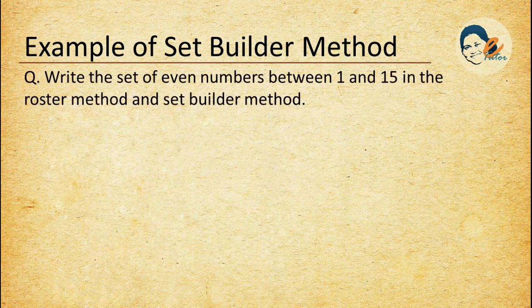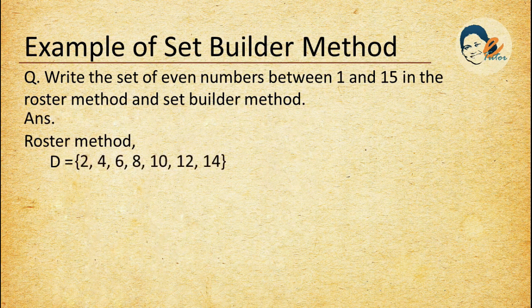Write the set of even numbers between 1 and 15 in roster method and in set builder method. Okay. Now, suppose the set is capital D, then the set in roster method will look like this: 2, 4, 6, 8, 10, 12, 14. These are all the even numbers between the range 1 and 15.